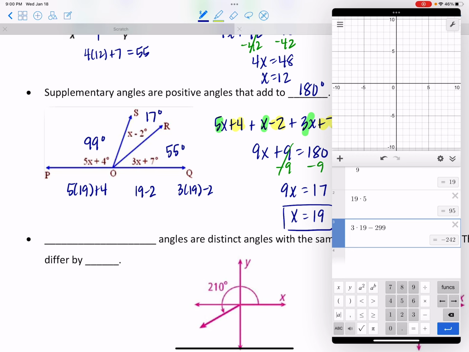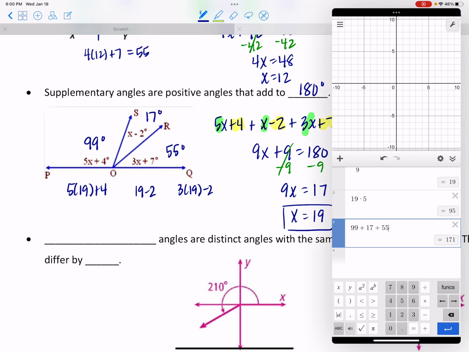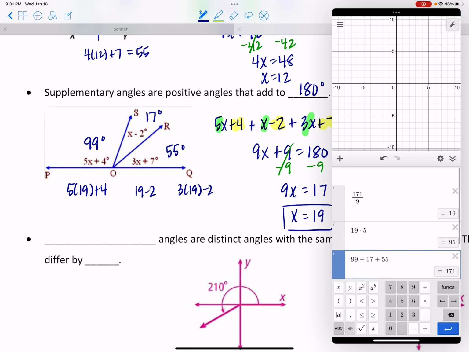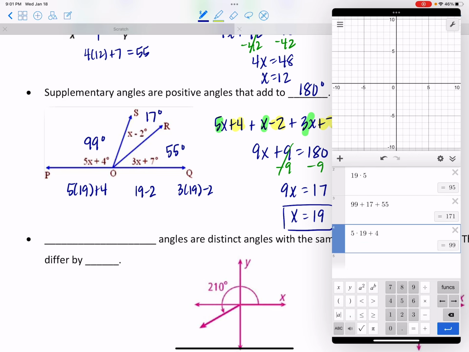If I add up 99, 17, and 55, I get not 180. What did I do? What did I do, folks? I'm losing it. That's 9 x's. 95 and 4. I did that right, right? Okay, let me just double check my math. You're probably knowing what I did and listening to me struggle. I apologize.